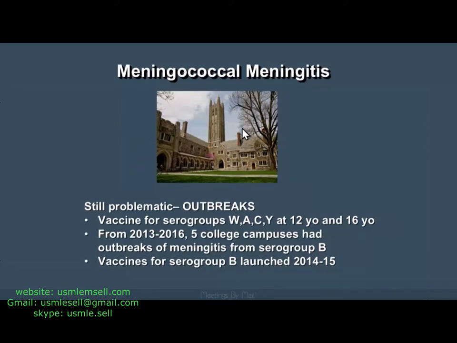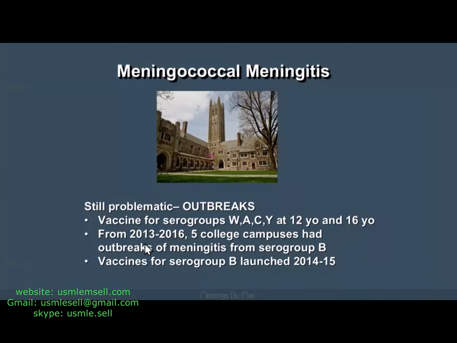So, meningococcal meningitis. Now, this is the only one that really comes out in outbreaks. Things like pneumococcus and some of these other ones don't really come out in outbreaks. And there is a vaccine that's been around for years. So many of you will have had your kids get the standard serogroup quadrivalent, serogroups W, A, C, and Y. Your pediatrician will give it at 12 years old, and then another dose at 16 before they go to college.